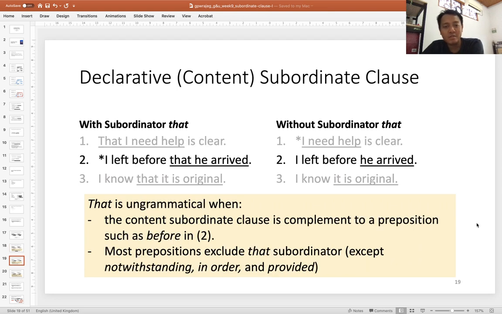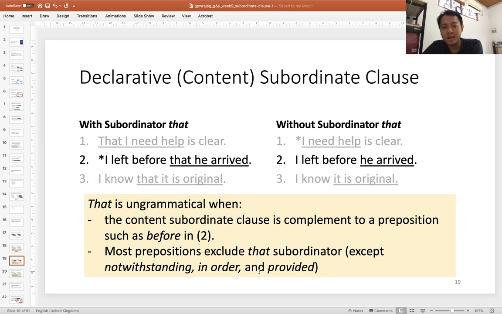Right. The situation where you don't need that subordinate. The condition where that subordinate becomes ungrammatical is when the subordinate clause is a complement of a preposition. Most prepositions will not like that subordinate, except these three prepositions. They require that subordinate, but most other prepositions will exclude it. Otherwise it is totally not grammatical.